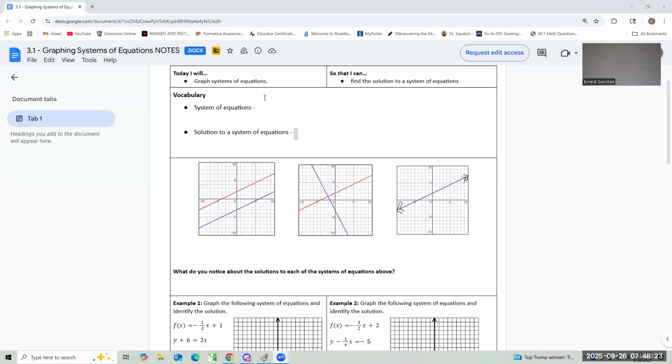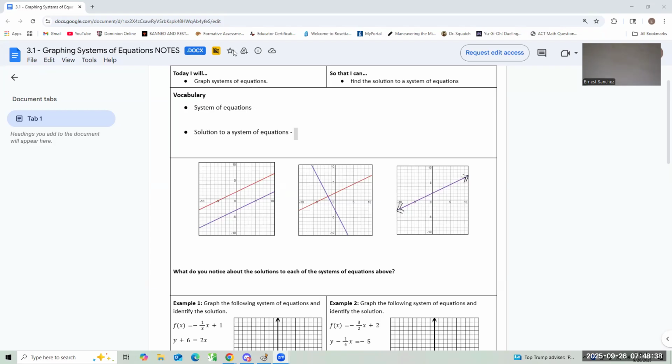Hey guys, so we are going to be doing systems of equations today. It's not that difficult. We're going to be using a calculator for a lot of this, and we're just trying to find the intersection.